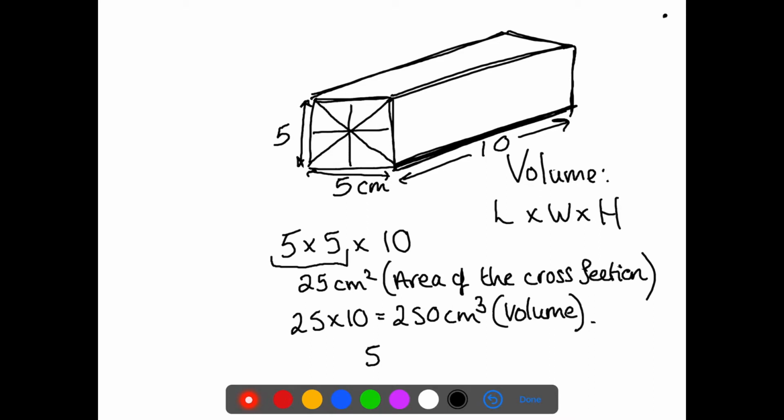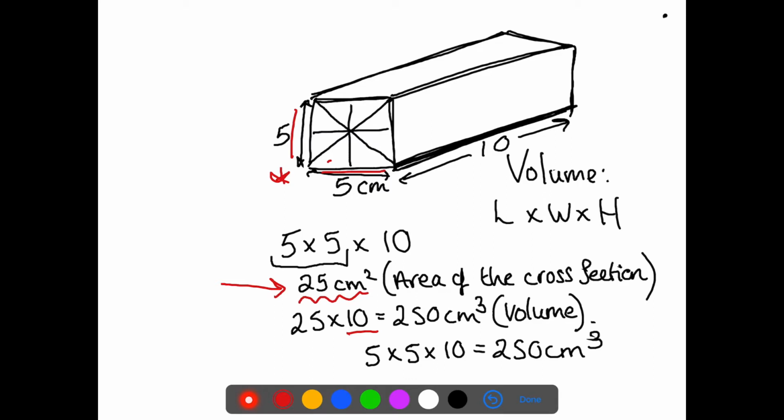Now, with a cuboid, you can just do 5 times 5 times 10, okay, to give you the answer. But the reason I explained it like this is because you will have to find the area of the cross-section for other prisms that aren't as easy as this one here. So the first thing we do is find the area of the cross-section, okay, so 5 times 5, and then we times by the height or the length there to find the volume.